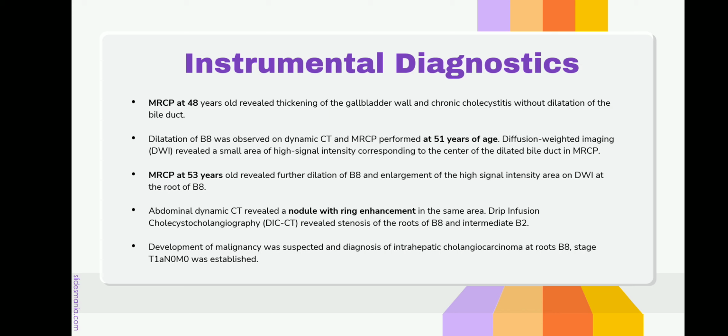MRCP at 53 years old revealed further dilation of B8 and enlargement of the high signal intensity area on diffusion weighted imaging at the root of B8. Abdominal dynamic CT revealed a nodule with ring enhancement in the same area. Drip infusion cholecystocholangiography revealed stenosis of the roots of B8 and intermediate B2. Development of malignancy was suspected and diagnosis of intrahepatic cholangiocarcinoma at root of B8, stage T1a N0 M0, was established.